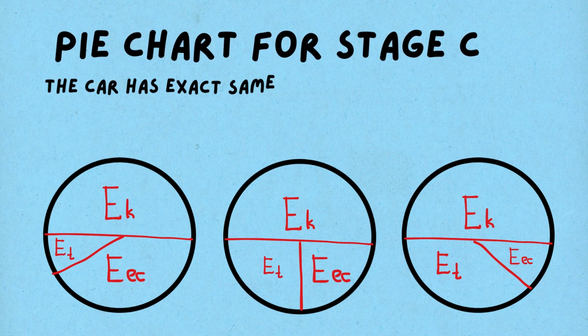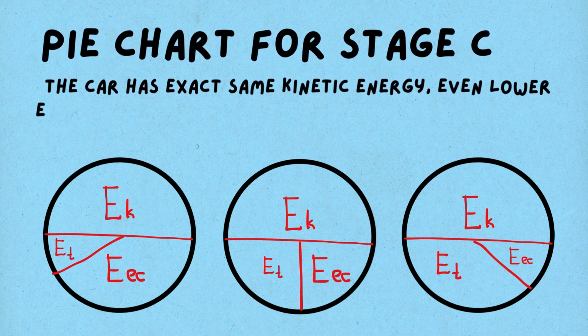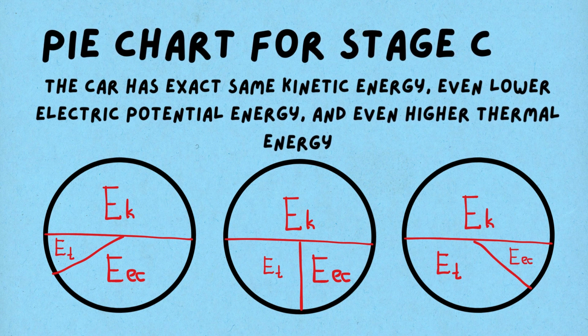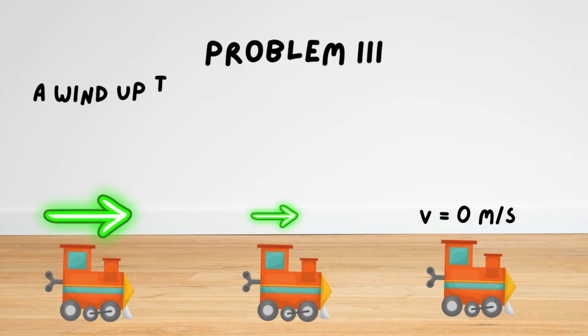In stage C, the car still has exact same kinetic energy, but the electric potential energy is even lower and the thermal energy is much higher. Now we go to problem 3.